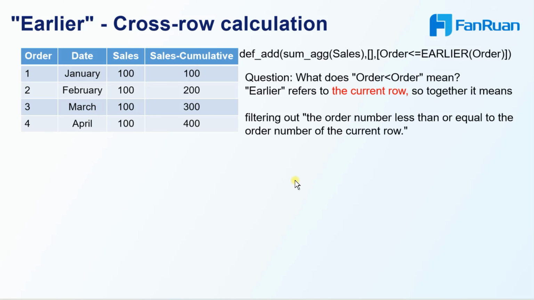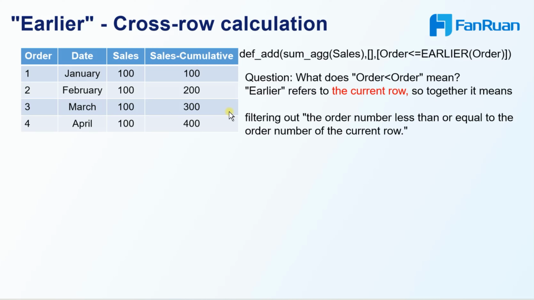First question, why do we use SUMAGG for cumulative calculations? Actually, you can understand that when we calculate the cumulative value for the first row, it's just the sum of the sales amount for that row, which is 100. For the second row, it's the sum of the first and second row's sales, 200. Similarly, the third row's cumulative value is 300, which is the sum of the first three rows. Essentially, it's still a sum aggregation of the sales amount field.